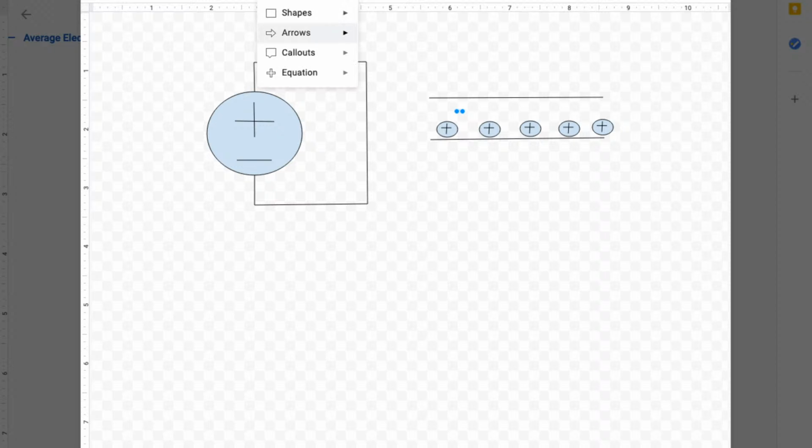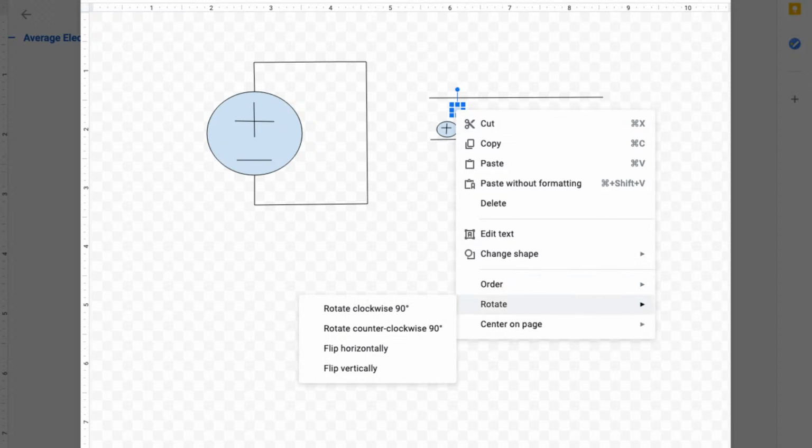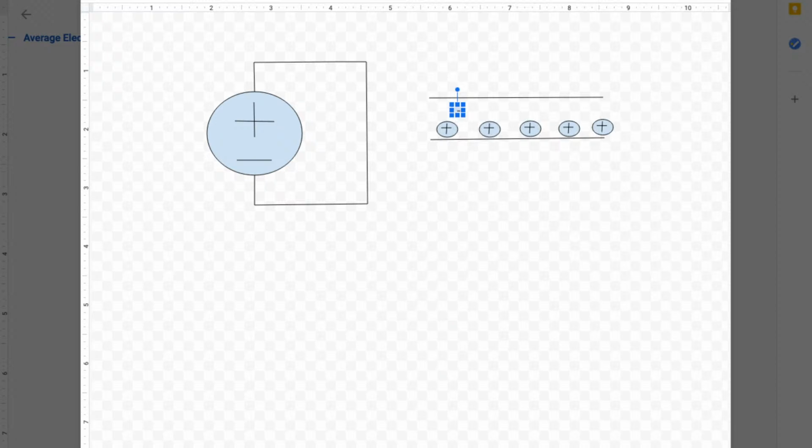Is that going to work? Nope. I didn't do a very good job of making it smaller. These are just minute details, but they bother me. Come on. We're going to do another line.